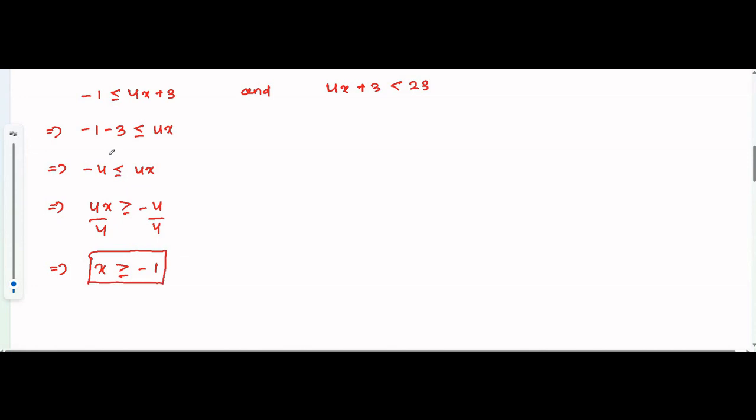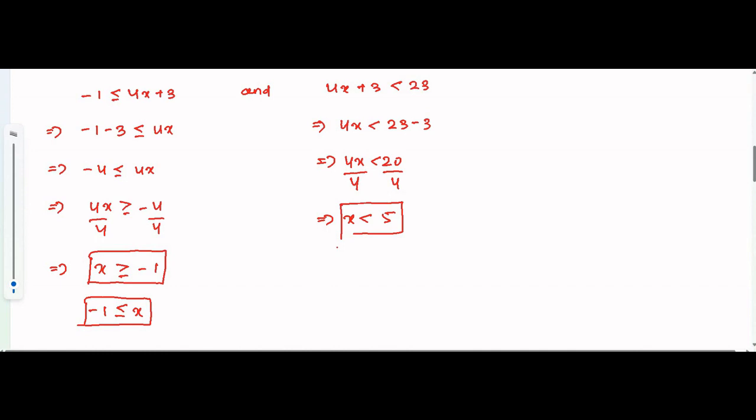Or you can represent it as minus 1 less than equal to x. Either way, it's the same thing. If something is greater than that, it means the other is lesser than. The reverse is also correct. So this is the first part of the solution. Then we have 4x plus 3 lesser than 23. Here we take this 3 to the RHS, it becomes minus. So 4x is lesser than 23 minus 3. That implies 4x is lesser than 20. Dividing both sides by the same positive number, that is plus 4, we have x is lesser than 5.